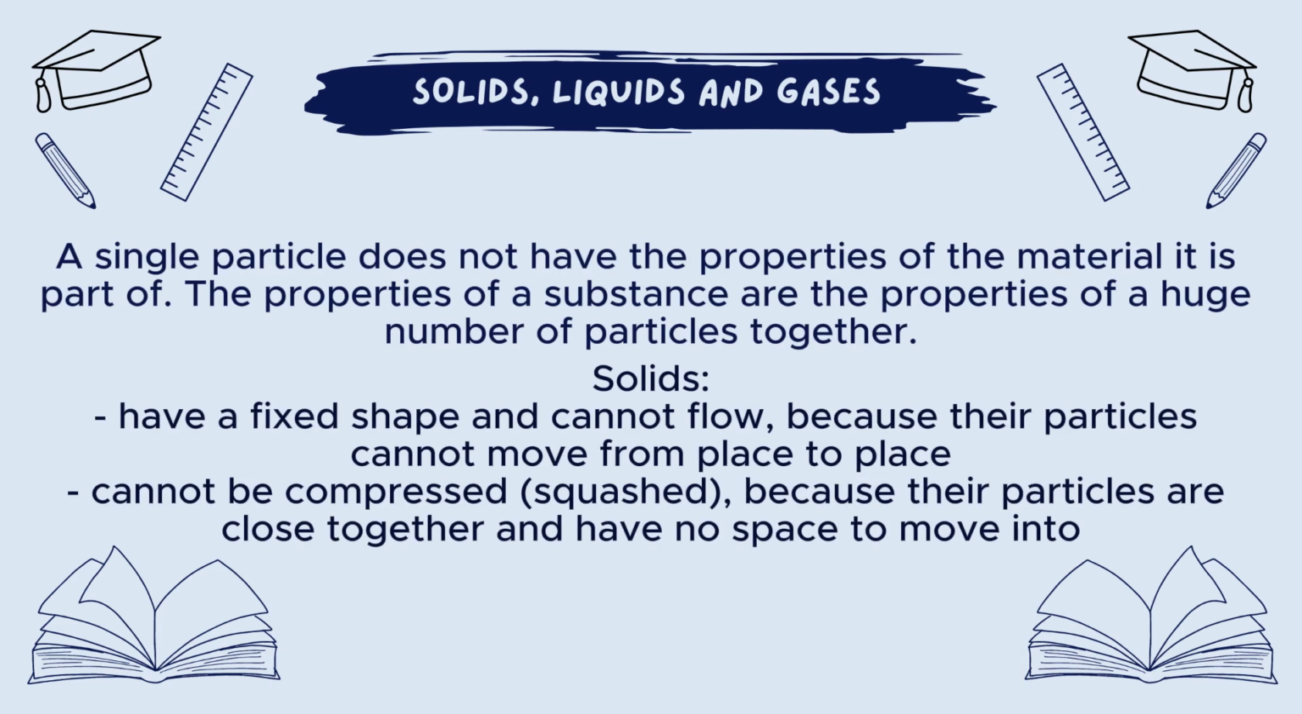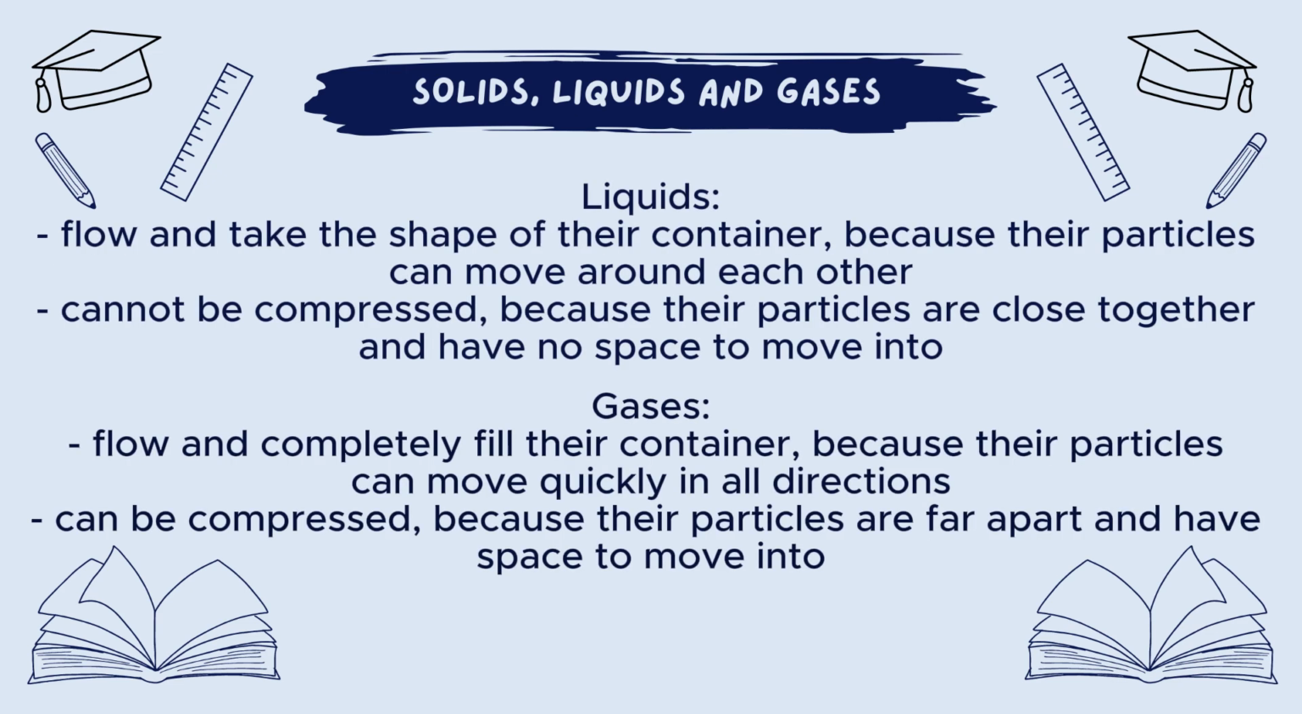A single particle does not have the properties of the material it is part of. The properties of a substance are the properties of a huge number of particles together. Solids have a fixed shape and cannot flow because their particles cannot move from place to place. They cannot be compressed because their particles are close together and have no space to move into.